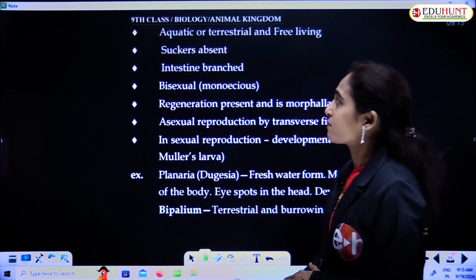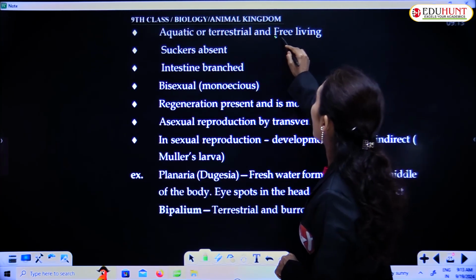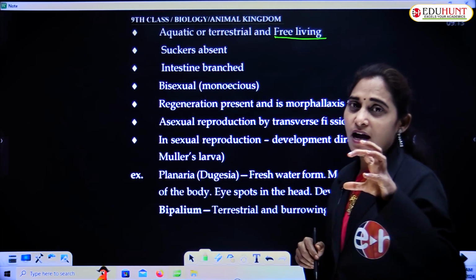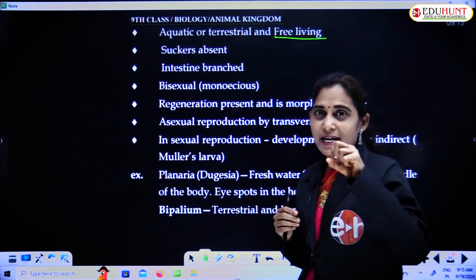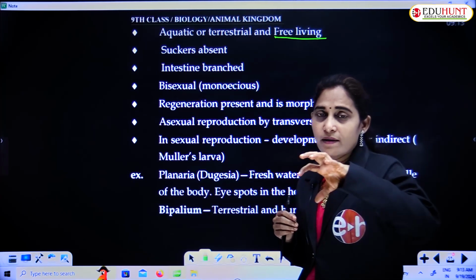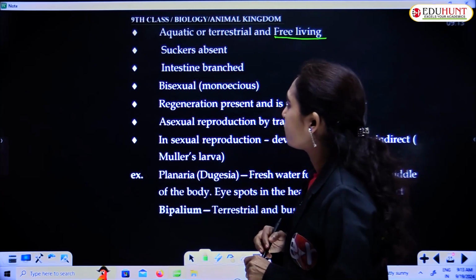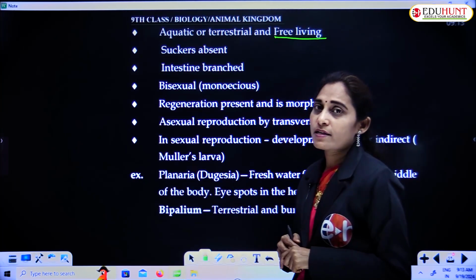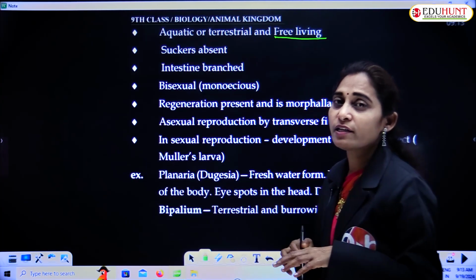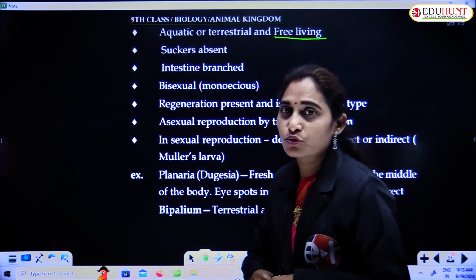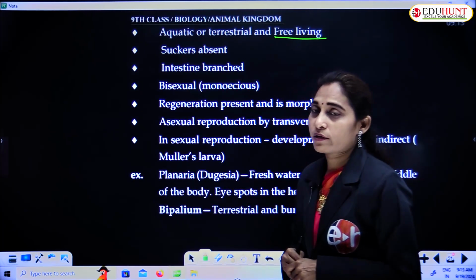They may be aquatic or terrestrial forms, and these are free living, and suckers are absent. Suckers are like adhesive discs, and with the help of those suckers, animals attach to the body of another animal. Suckers are absent because these are free living. They need not attach to the body of another organism.